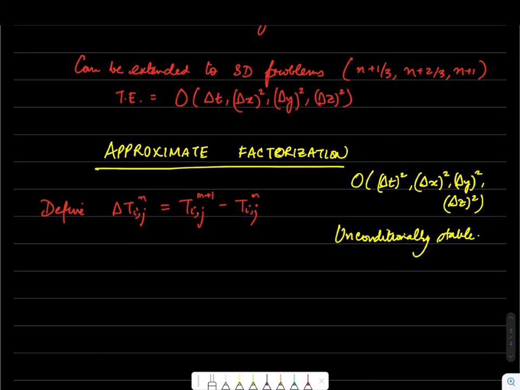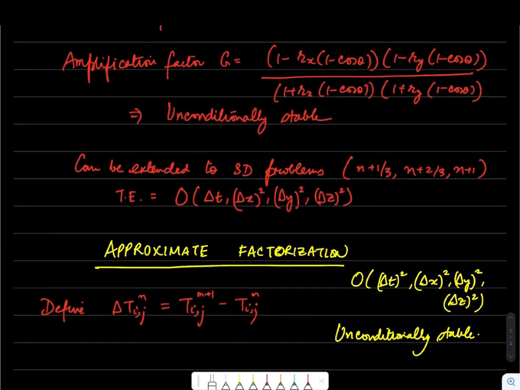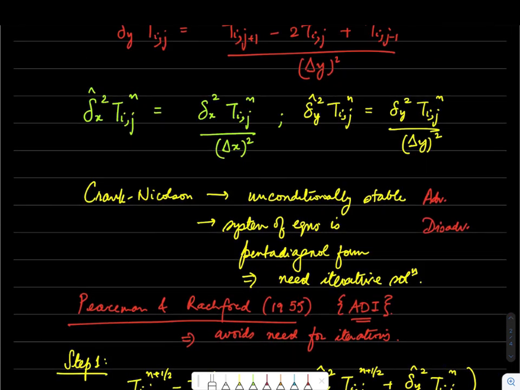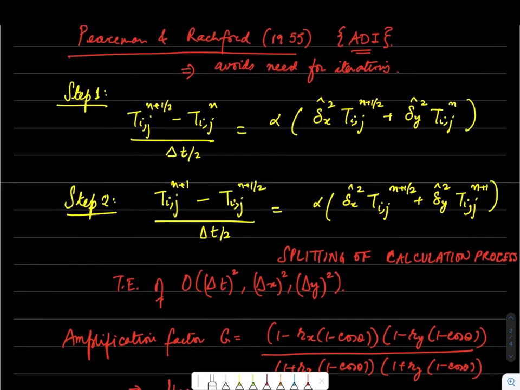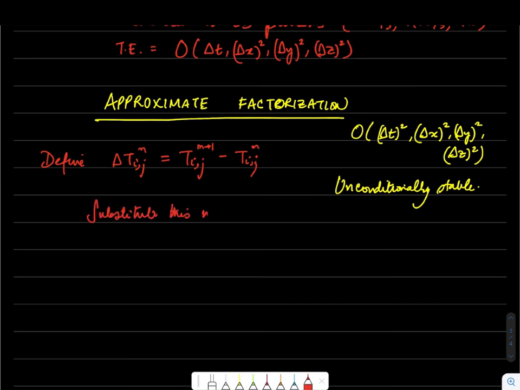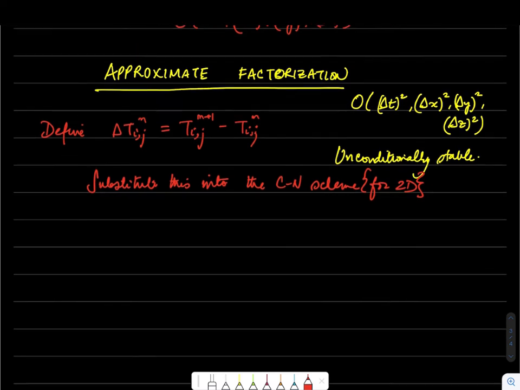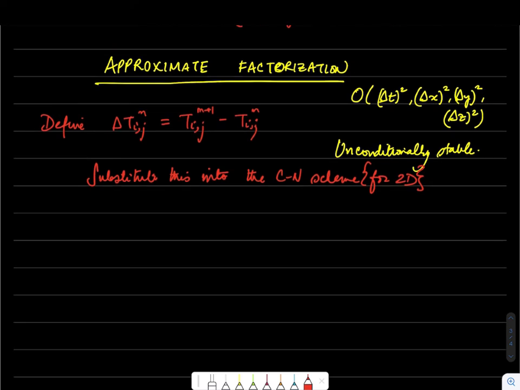Now if I substitute this expression into the Crank-Nicolson scheme, note that the Crank-Nicolson scheme is here, right? So I would now substitute Tij^(n+1) to be delta Tij^n plus Tij^n. So this will become delta Tij^n plus 2 times Tij^n. So let's do this. We substitute this into the Crank-Nicolson scheme for 2D for now. I'm going to show you for 2D only. 3D I'll show you later on how this can be worked out in a few steps itself.